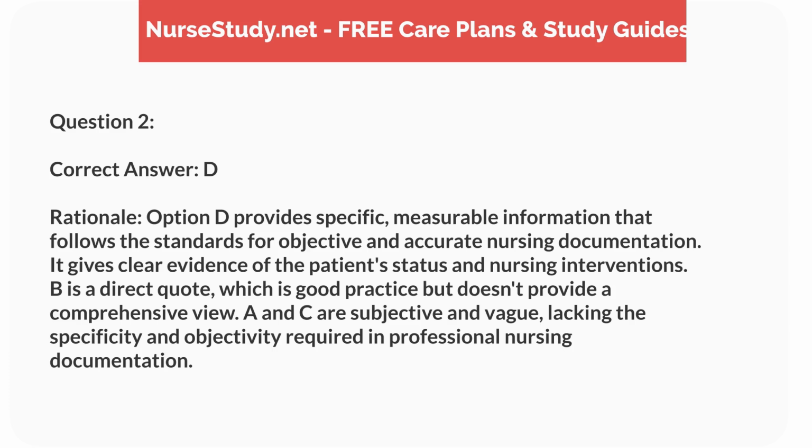Correct answer, D. Rationale. Option D provides specific, measurable information that follows the standards for objective and accurate nursing documentation. It gives clear evidence of the patient's status and nursing interventions. B is a direct quote, which is good practice, but doesn't provide a comprehensive view. A and C are subjective and vague, lacking the specificity and objectivity required in professional nursing documentation.